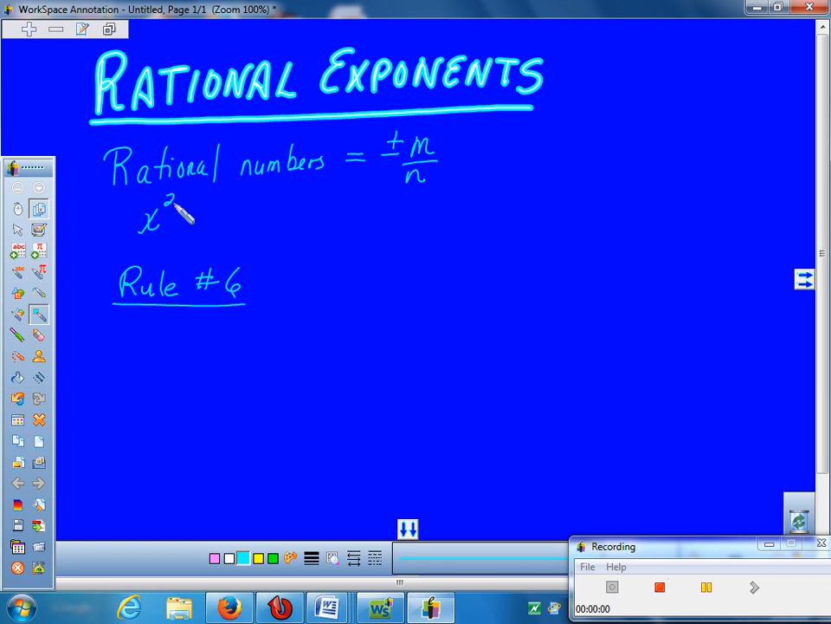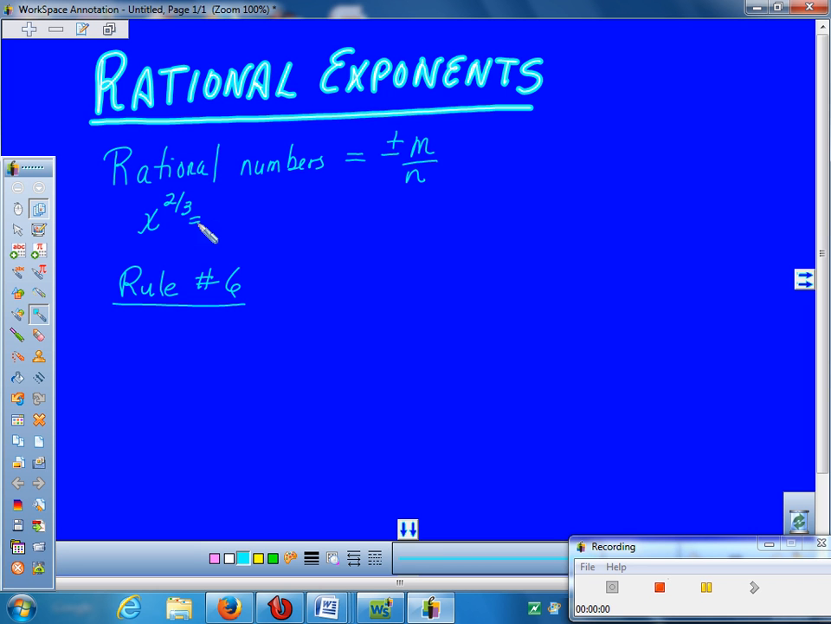Okay, so you're going to get a problem that has x to the 2/3. What are you going to do with a 2/3 power? How do you take something times itself 2/3? I mean, because square root means something times itself. Cube root was something times itself 3 times. What's 2/3? Unfortunately, it's not 2/3 of the number.